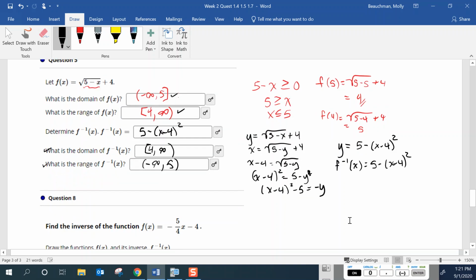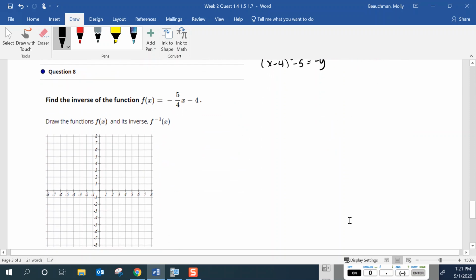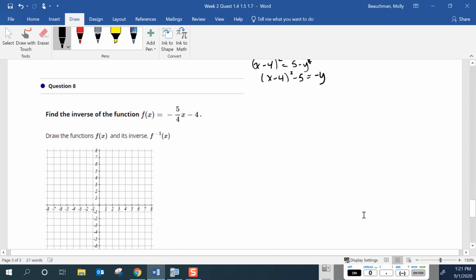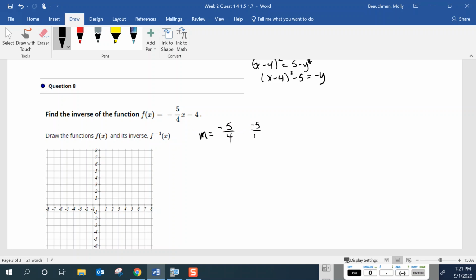Okay. All right, the next question is question number 8. Find the inverse of the function. This is a linear function, negative 5/4 x minus 4. Draw the function and its inverse. So let's draw the function first. We've got y is equal to mx plus b. We know the slope is negative 5/4. That means we could use negative 5/4 or 5 over negative 4 when we're counting for the slope. The y-intercept is (0, negative 4).